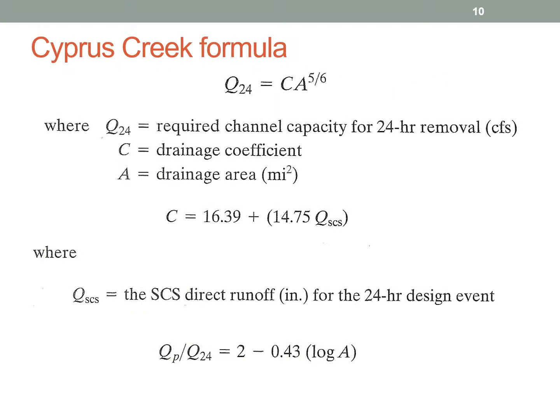Cypress Creek formula, Q24 equals C A to the 5/6. Q24 is required channel capacity for 24-hour removal in CFS, C is drainage coefficient, that's a constant number. A is drainage area in miles squared. And C equals 16.39 plus 14.75 QSCS. And what is QSCS? QSCS is the SCS direct runoff in inches for the 24-hour design event. And QP over Q24 hour will be 2 minus 0.43 log A. So first you find Q24, and then you find QP, which is the peak discharge.